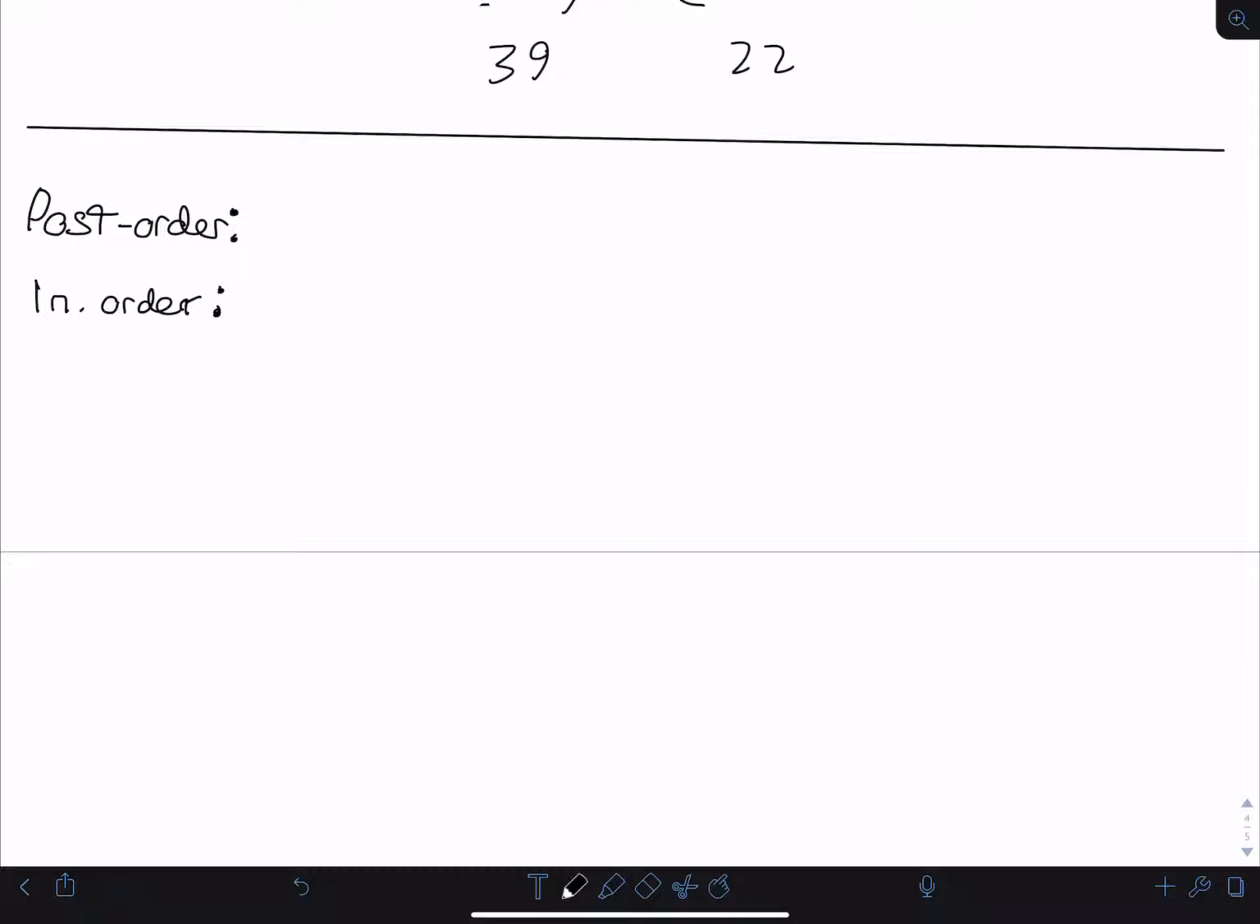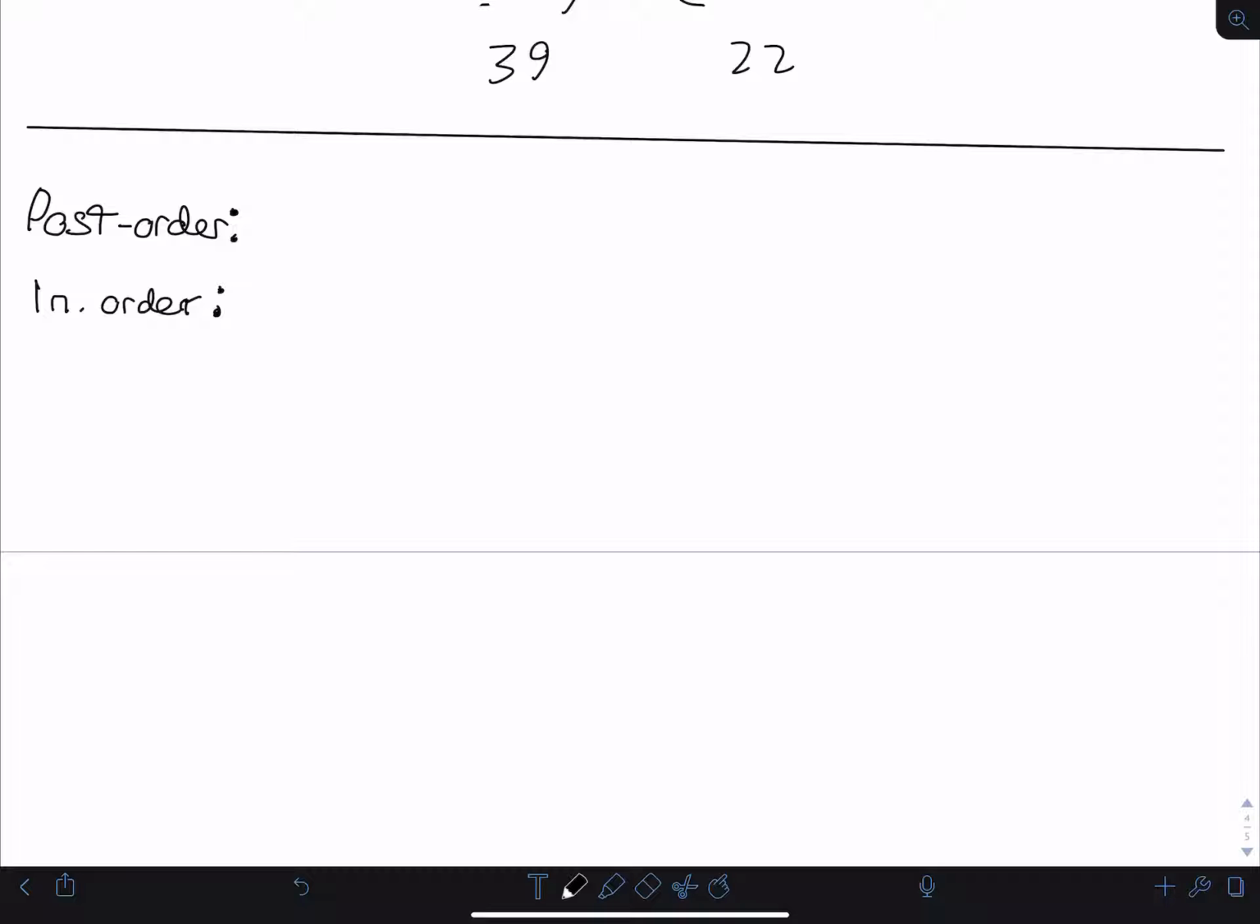So let's do the in-order one first. E, I, T, no, not T, T, T, there we go. E, I, T, T, G, 3, V, S. Okay, so that's the first traversal.